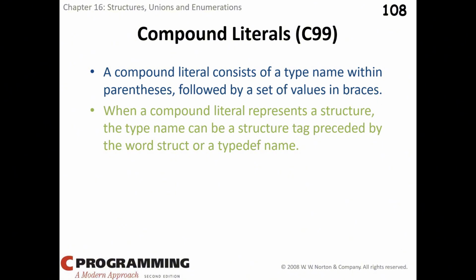A compound literal is formed by enclosing a type name within parentheses, followed by a set of values enclosed in braces. So when creating a compound literal that represents a structure, the type name can either be a structure tag preceded by the keyword struct or a typedef name if a typedef has been defined for the structure.